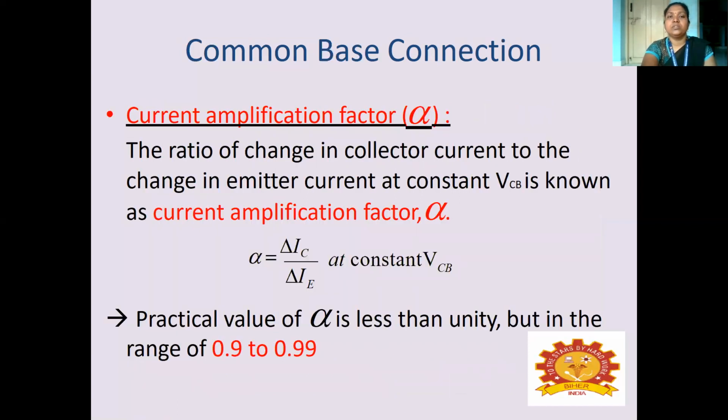Now you can see the common base configuration terminology, that is alpha, the current amplification factor. The definition is the ratio of change in the collector current to the change in the emitter current at constant VCB, known as the current amplification factor alpha. That is, we define it as del IC by del IE, where VCB is constant. The value of alpha is always less than unity, in the range of 0.9 to 0.99.